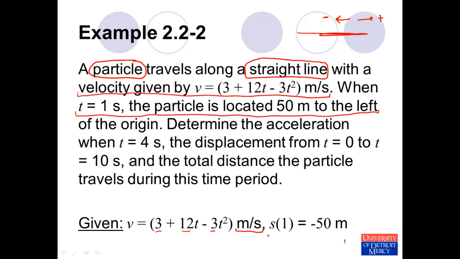Similarly, the fact that we're to the left of the origin, our origin is the zero of our number line. So if we're to the left of zero, that means that we have moved into a negative position. When we move to the right, we move into a positive position. So the fact that we're to the left of the origin means that we have a negative position, not necessarily an initial position, but our position at time equals 1 second.